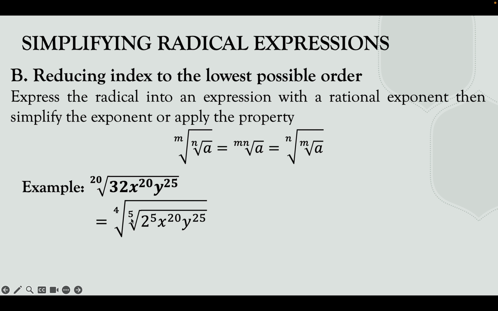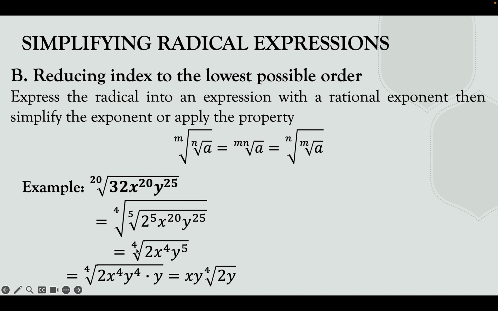So we have here the 5th root, we have 2 raised to 5, that is 32, and then x raised to 20 and y raised to 25. Now we need to simplify this one. The 5th root of 2 raised to 5, that is 2, since 5 divided by 5 is 1, 2 raised to 1. The 5th root of x raised to 20, so copy x, and 20 divided by 5, we have 4. So we have x raised to 4, and the 5th root of y raised to 25, copy y, 25 divided by 5, we have 5. So now the answer is the 4th root of 2x raised to 4, y raised to 5.